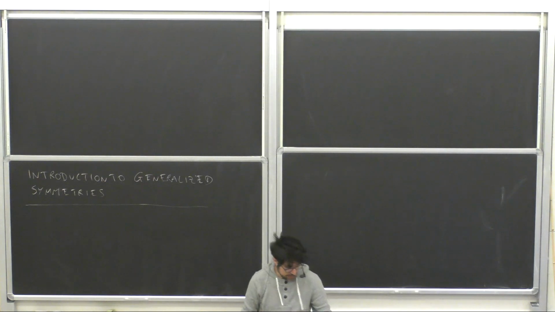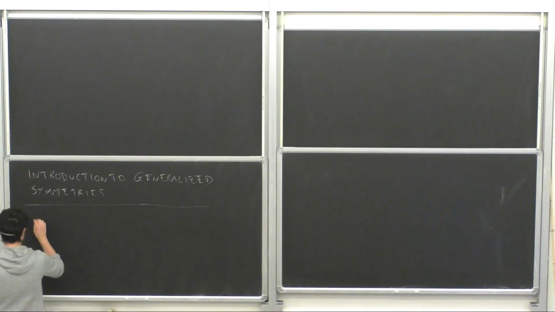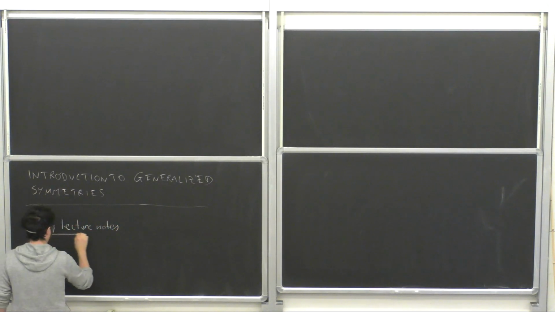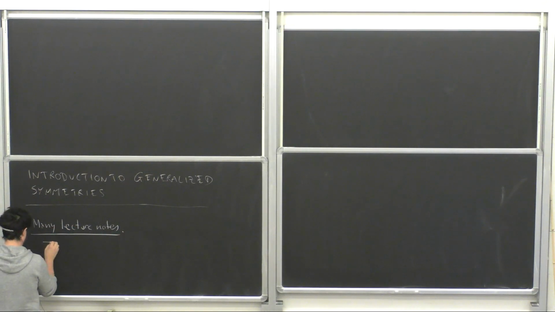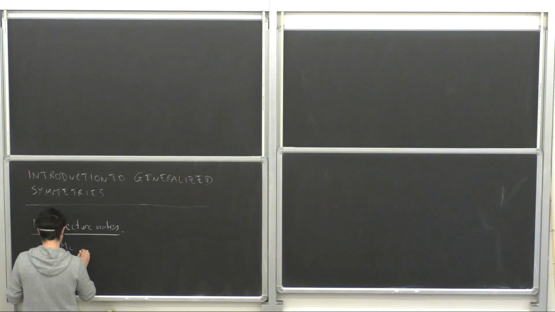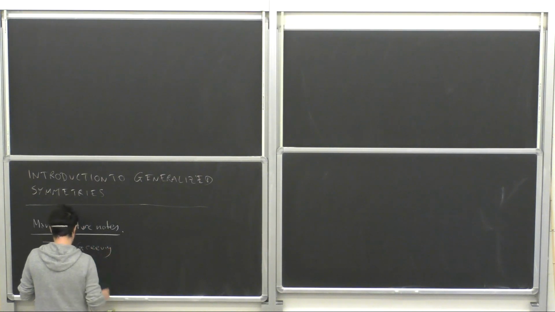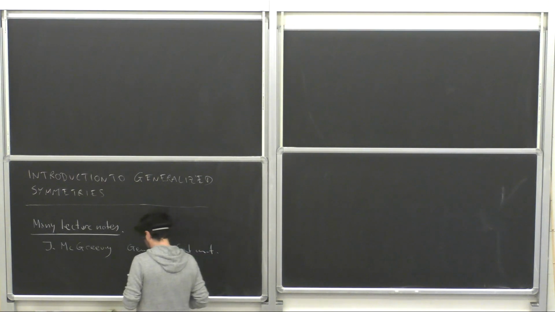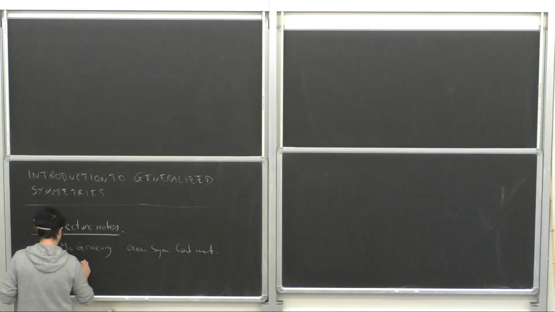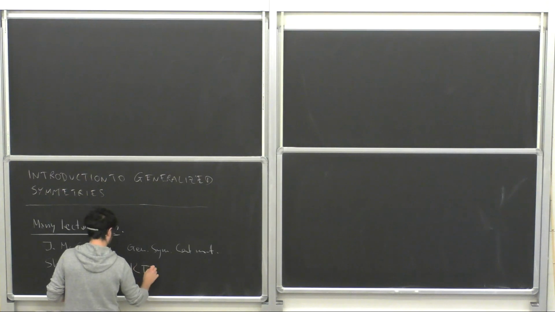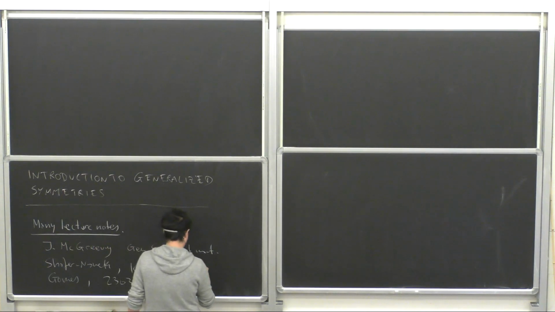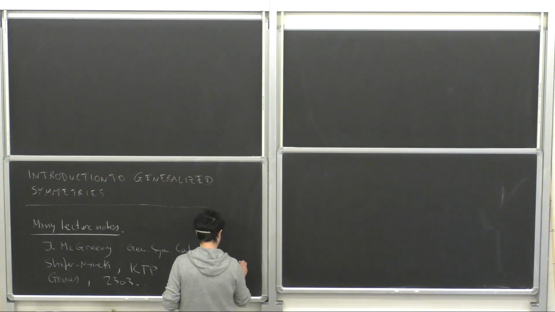Before I start, let me mention a couple of references. There are many lecture notes on the topic. Some that I found useful, but I might not cover, are these notes by McGreevy on generalized symmetries in condensed matter. And then there are notes by Shafer-Nameki, ICTP, Gomez has a nice introduction, and Shao, I think I mentioned Shao, we will follow some aspects. He has some TASI lecture notes from last year.